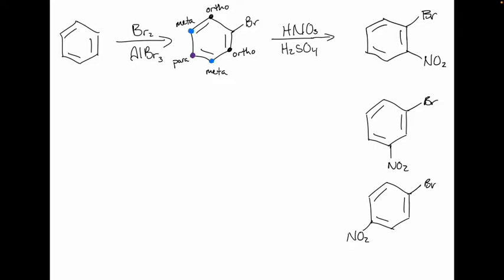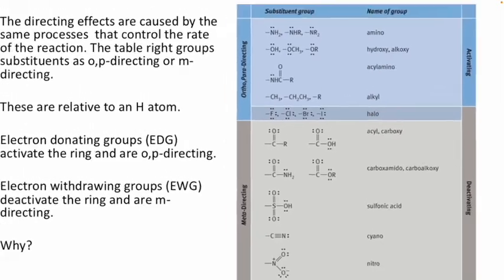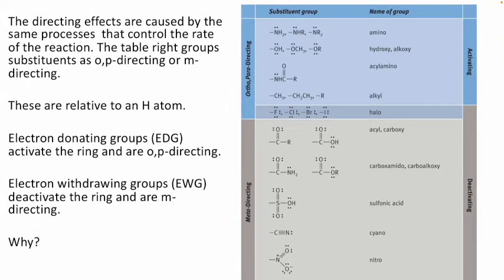All right, so where does that nitro group go? Does it go to the ortho position, the meta position, or the para position? Okay, that's the question we want to ask. So it turns out that each of these substituents has what's called a directing effect, meaning they're going to direct incoming substituents to a particular position.